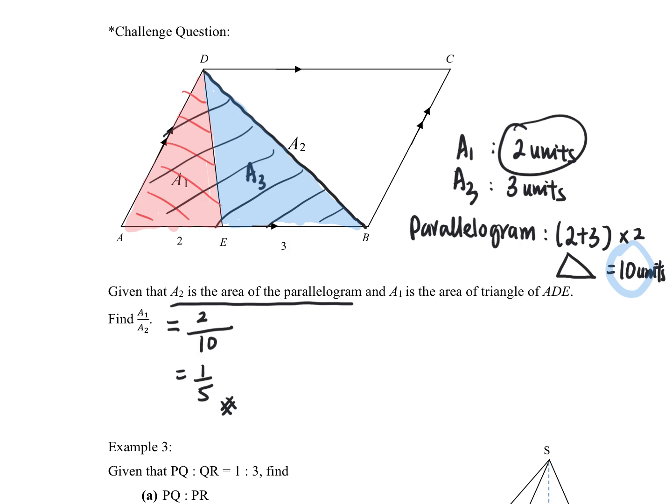Oh. Yeah. But isn't the 3 for A2? 3 is for A3, the blue one only. A2 is the whole thing. They purposely make it a bit confusing. A2 is the whole thing. So then, whatever length is for DC is for A2. Yes. Okay, so this is one way you can look at it.